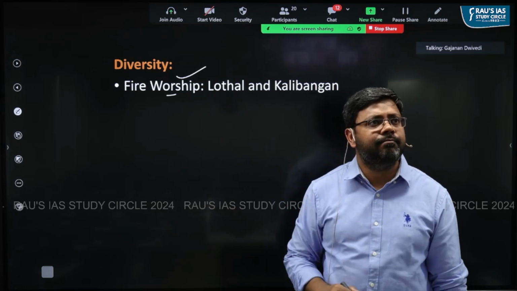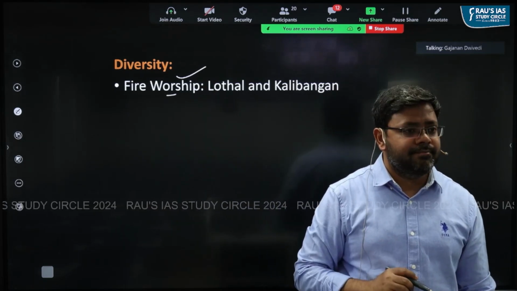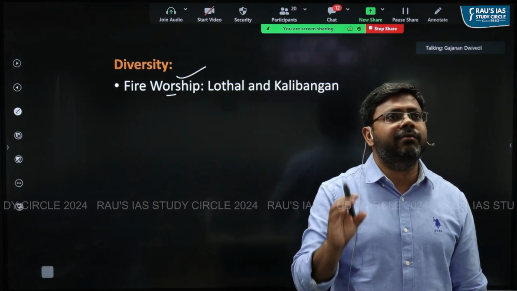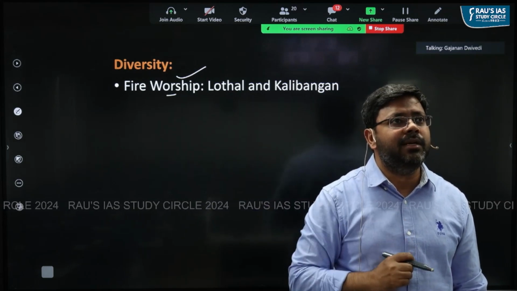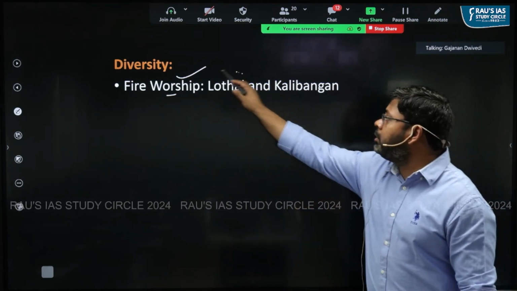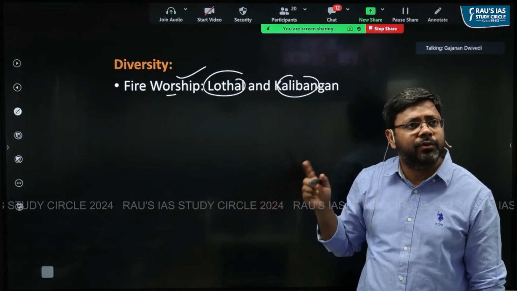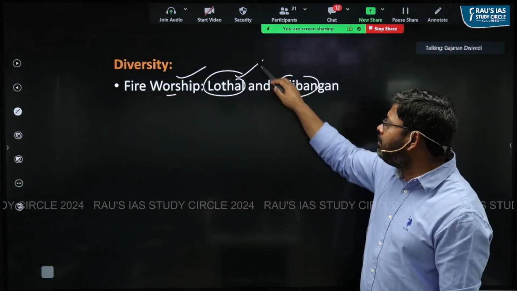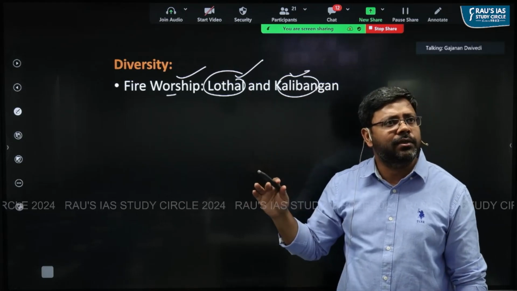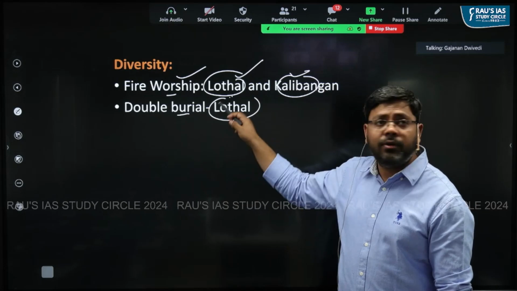Fire worship. Fire worship is Aryan culture. अगर अभी भी पूजा करेंगे, you will find a diya or agarbatti would be there. Fire worship is Aryan culture, but from Lothal and Kalibangan, the NCERT book even will give you that information. From Lothal and Kalibangan, we have the example of fire worship, diversity. Then double burial from Lothal.